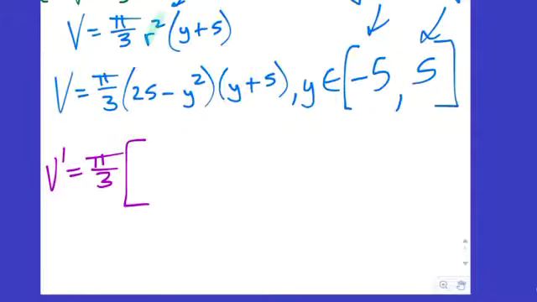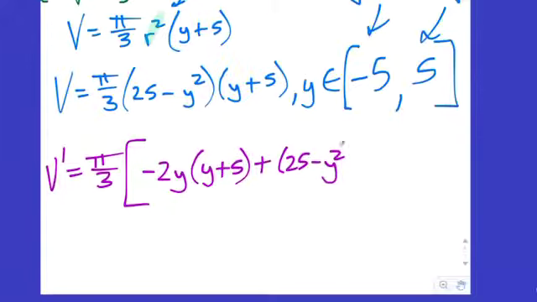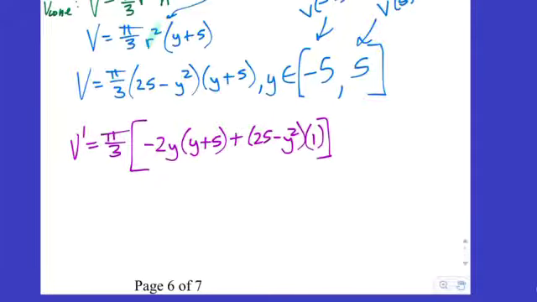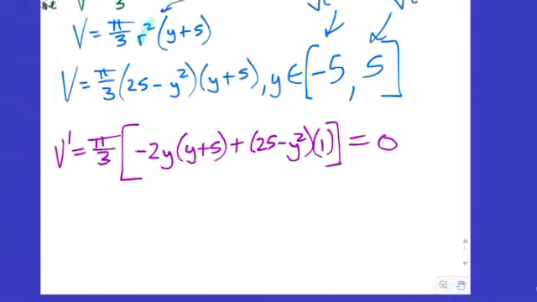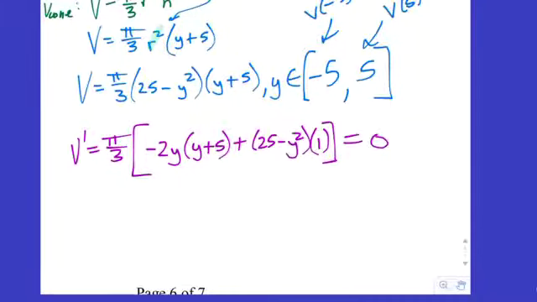So now the derivative of the first factor with respect to y. Y is our independent variable, so it's just negative 2y. We don't put dy dx here because we're not doing it implicitly. We're taking the derivative of v with respect to y. So you get negative 2y times y plus 5, and then plus 25 minus y squared times the derivative of y plus 5 with respect to y, which is 1. So there it is. And now we can set it equal to 0. As soon as you set it equal to 0, you can abandon the v prime.